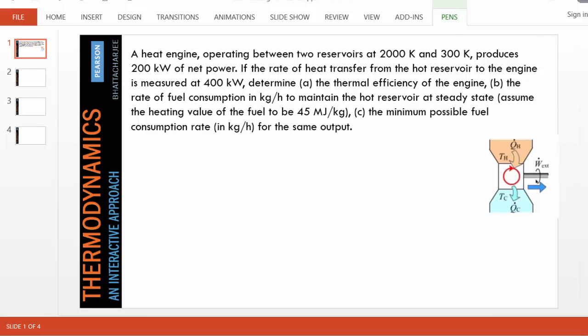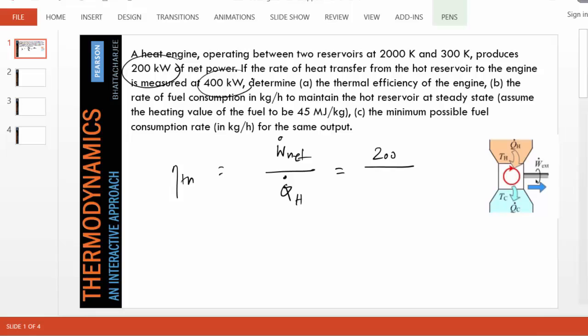You must recall that thermal efficiency is nothing but the desired, which is W dot net, divided by what is required, Q dot in, or Q dot H in in this case we call it. And look, both the numbers are supplied. 200 kilowatt is the power produced. They have to be in the same unit. And what is the required input? It is 400 kilowatts. So it's really a simple problem. So efficiency is 0.5 or 50%.